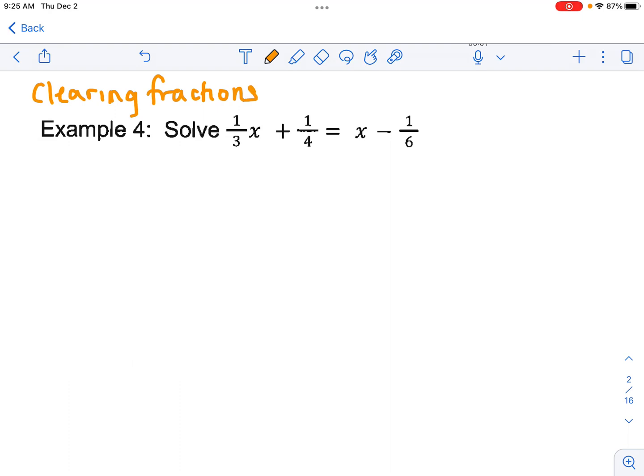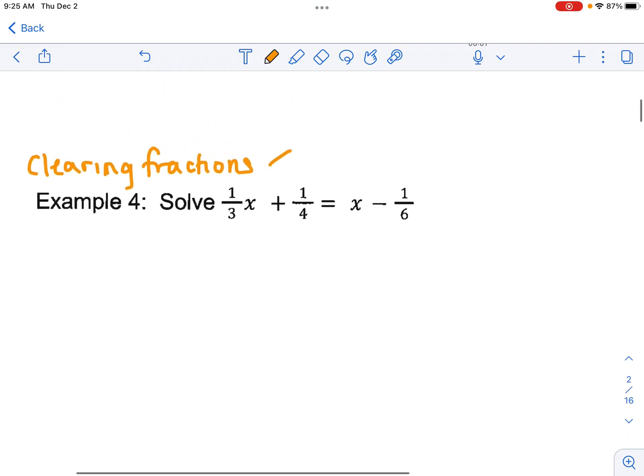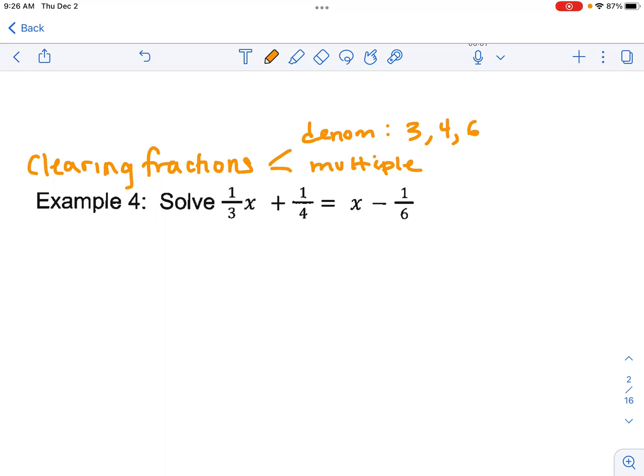Okay, so what we can do is we can look at the denominators. Our denominators are 3 and 4 and 6. So think of a number that 3 and 4 and 6 goes into. It's called a multiple. And the multiple that 3 and 4 and 6 go into is 12. In other words, we can divide 3 out of 12, we can divide 4 out of 12, and we can divide 6 out of 12.